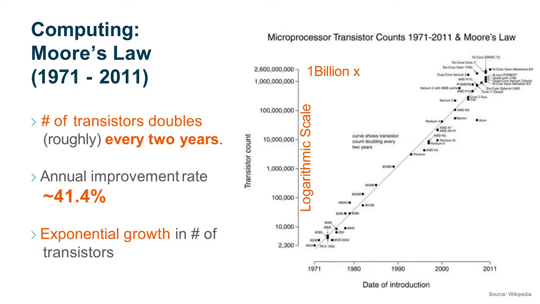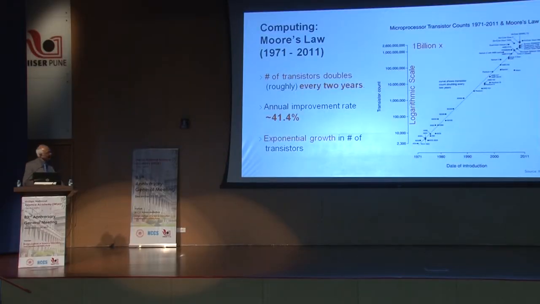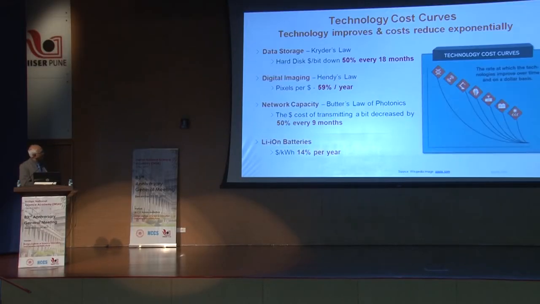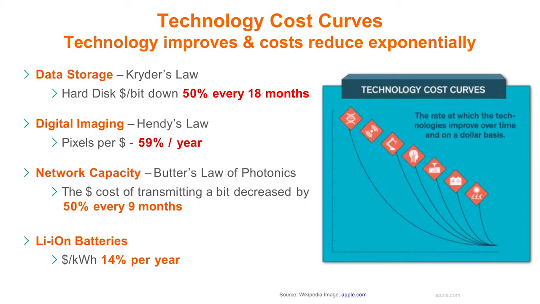All of you know Moore's law, for example. The number of transistors doubles every 2 years. So the annual improvement rate is 41.4%. So there is an exponential growth in transistors and an exponential fall in the cost. We all know that. Now, such laws are prevalent in other things, like data storage. There is what is called Kryder's law. The hard disk dollar per bit, 50% down every 18 months. So it is even faster than Moore's law. Digital imaging, Hendy's law, pixels per dollar, 59% per year, even faster than Moore's law.